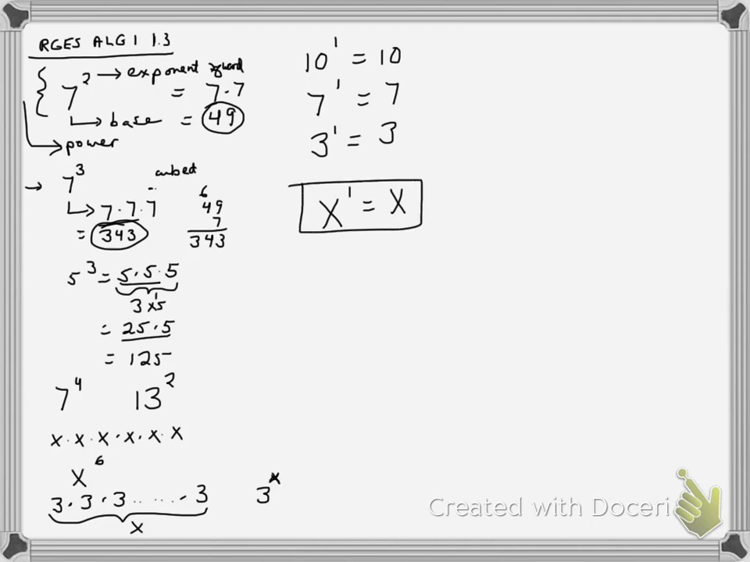Now, anything to the 0 power is 1. So 10 to the 0 power is 1. 7 to the 0 power is 1. We're going to learn later why that is. 3 to the 0 power is 1. So I could write in a general way, anything to the 0 power is 1. I'll explain that to you later for a good reason on that.